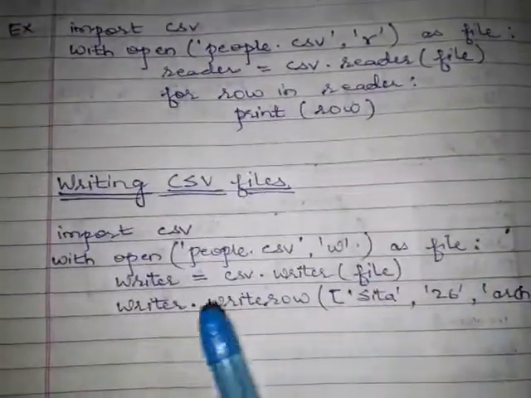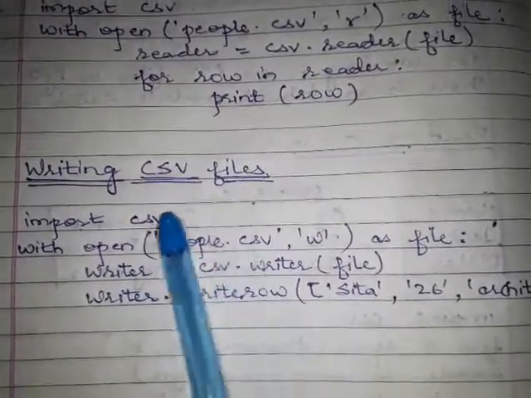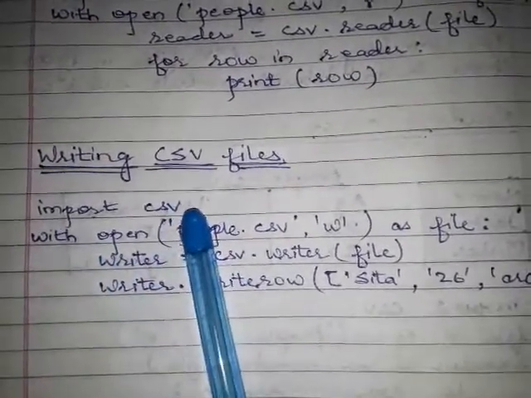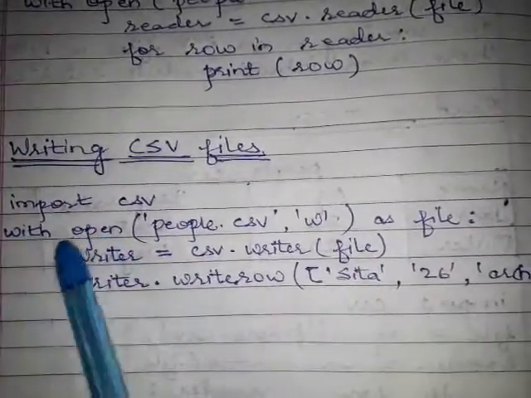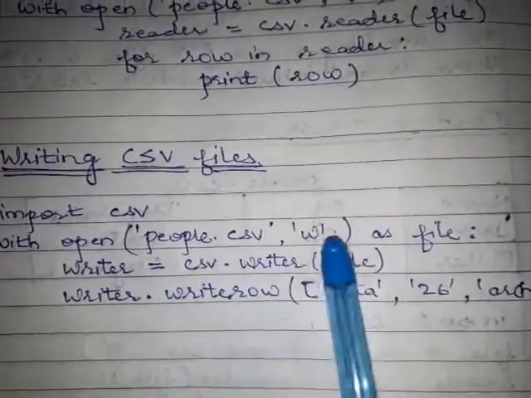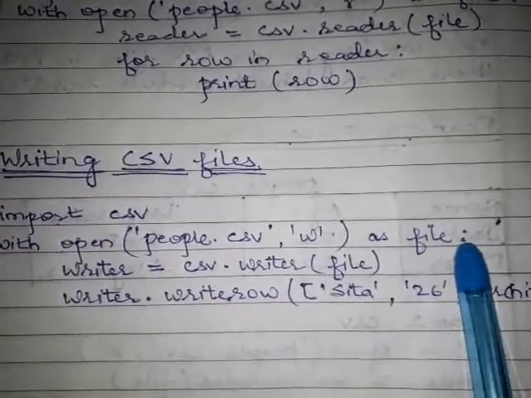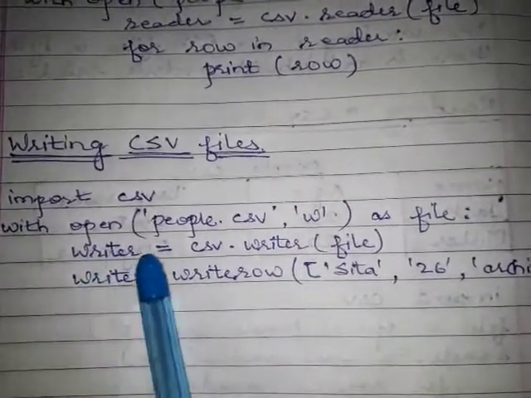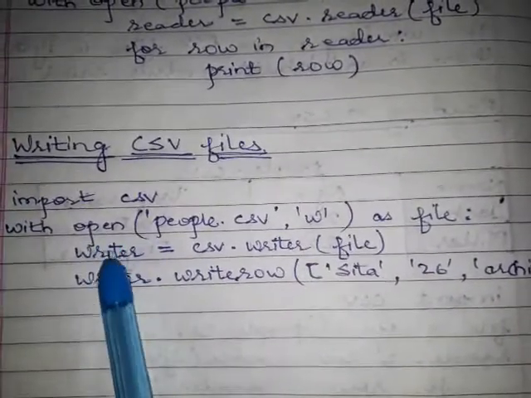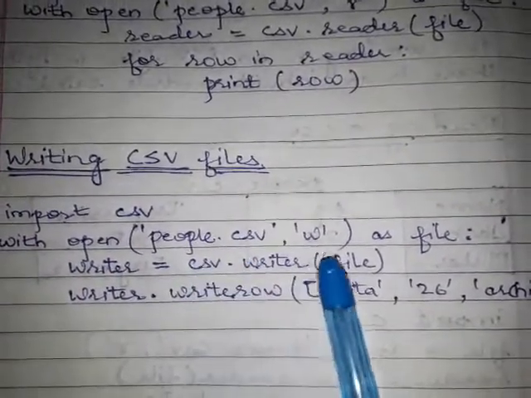Now, writing into CSV files. Writing is very simple. Import the csv module, again with the open method: with open people.csv in write mode, as a file handler. Here it is our file handler. Again a block starts here. Again a variable, writer. You can give your own name according to your convenience. I am giving writer. Writer equals csv.writer and the file handler.